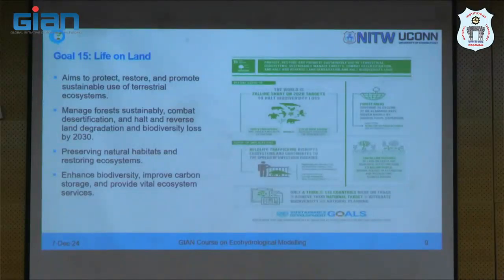Life on land aims to protect, restore, and promote sustainable use of terrestrial ecosystems. How do we manage forests sustainably, combat desertification, and halt and reverse land degradation and biodiversity loss by 2030? 2030 is what, only 5 years away? Preserving natural habitats, restoring ecosystems, and enhancing biodiversity improve carbon storage and provide vital ecosystem services.